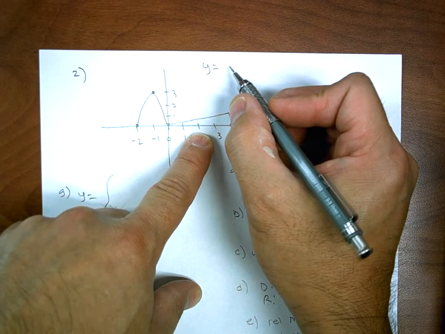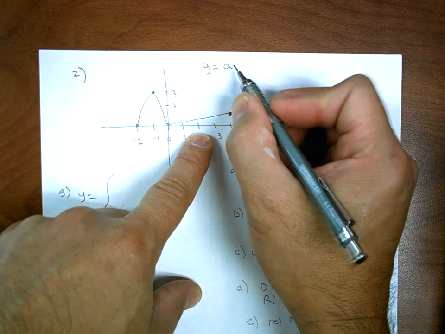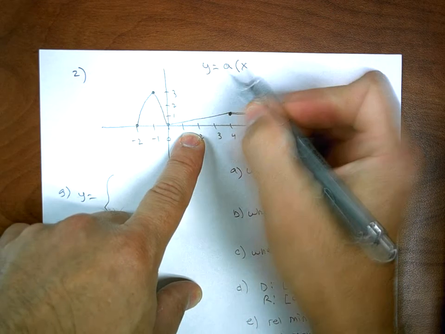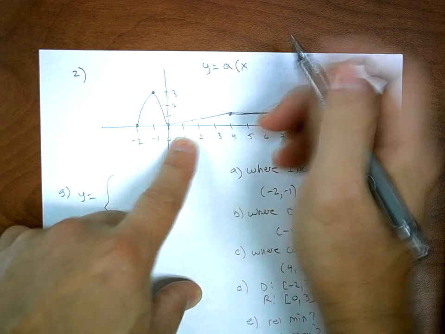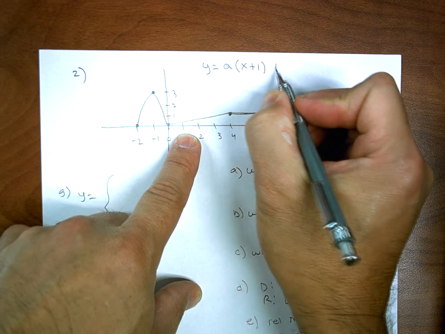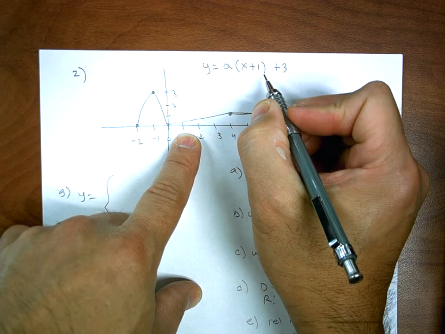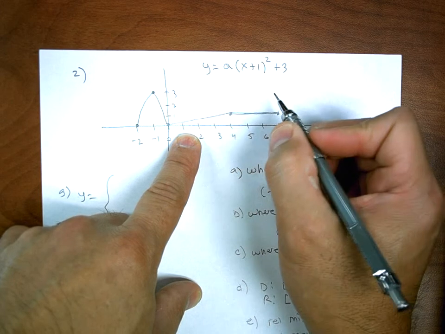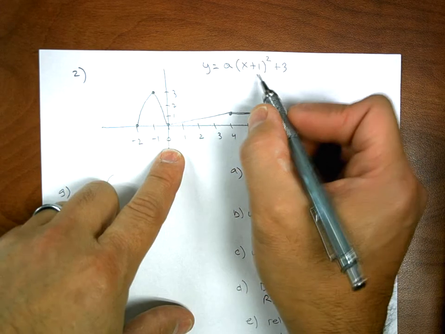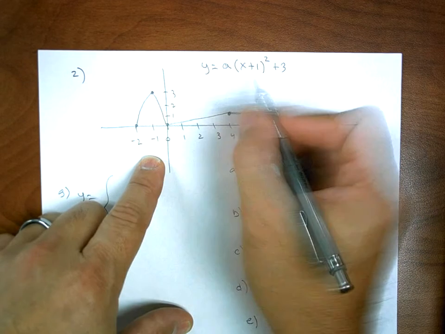A, because we don't know that, we'll find that. Parentheses, x, one left, plus 1. Good, plus 1. And then up 3, plus 3. Squared. And then we got a square. Okay, left 1, up 3. Got it. And we just have to find the A.